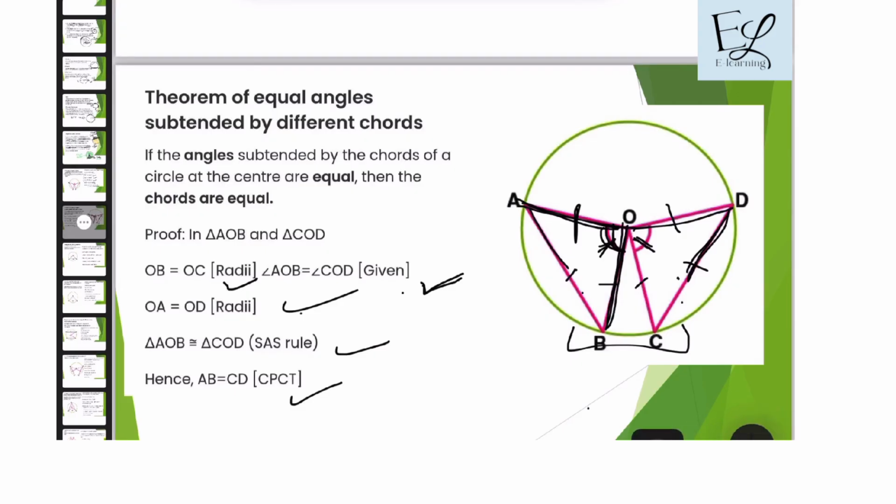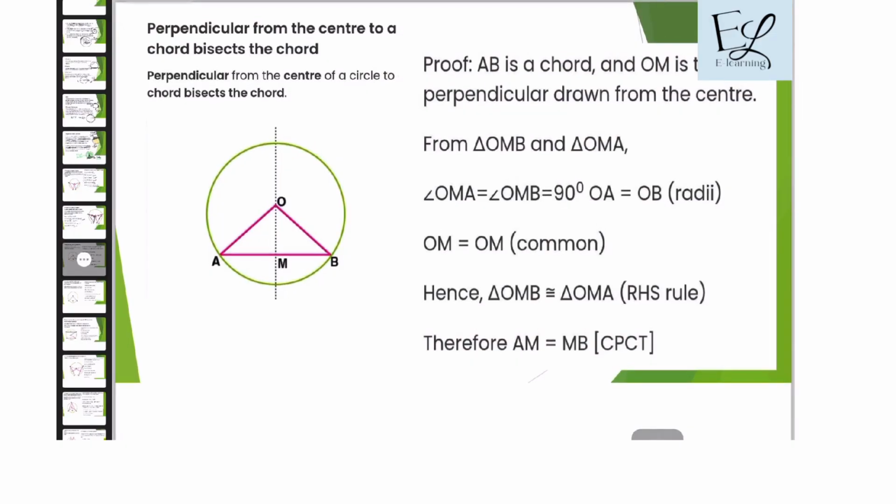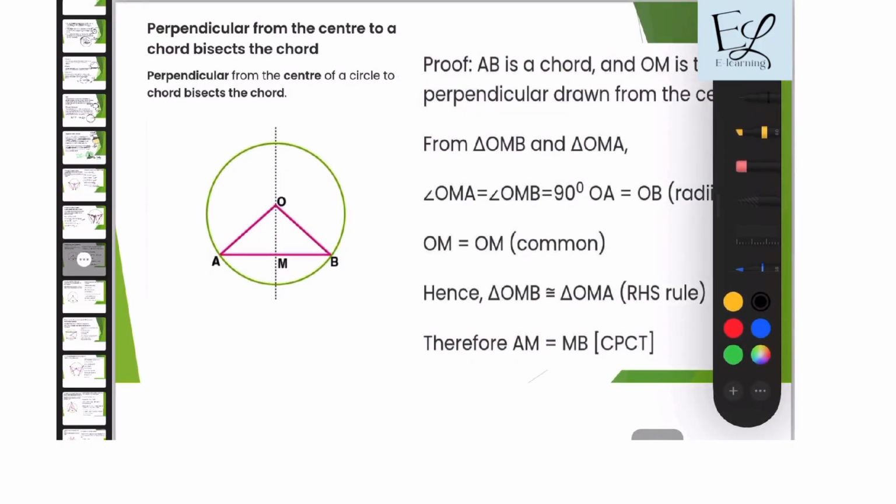Okay, next is perpendicular from the center to a chord bisects the chord. This means you have to prove here that a perpendicular from the center of a circle to a chord bisects the chord. That means if I am making a perpendicular line, this perpendicular line through the center is dividing this chord into two equal parts. That means AM will be equal to MB. Here you have to prove.